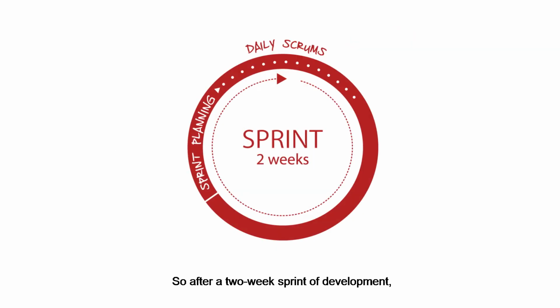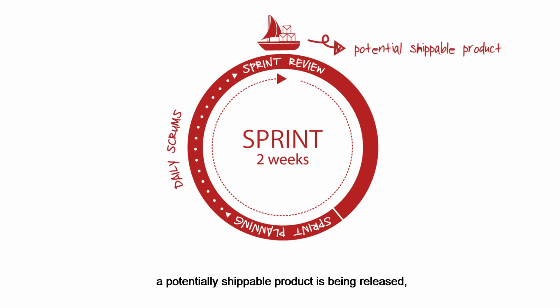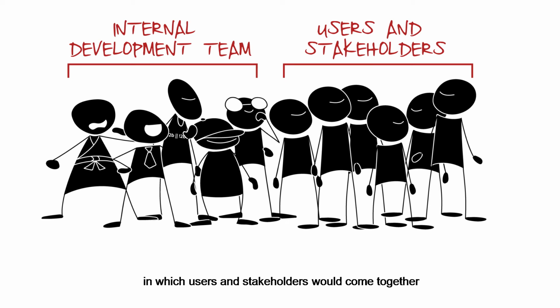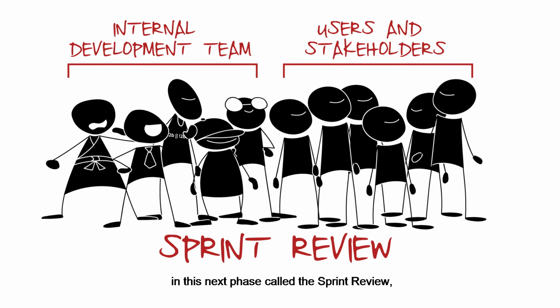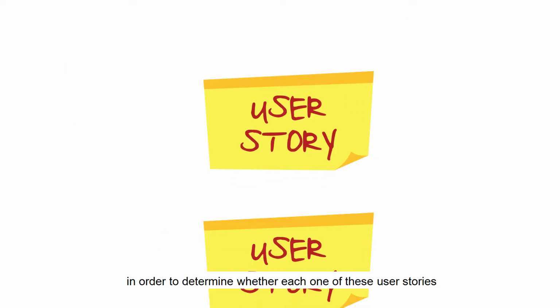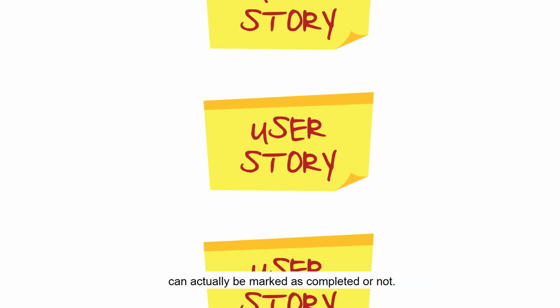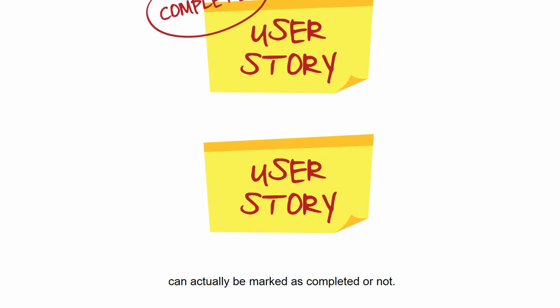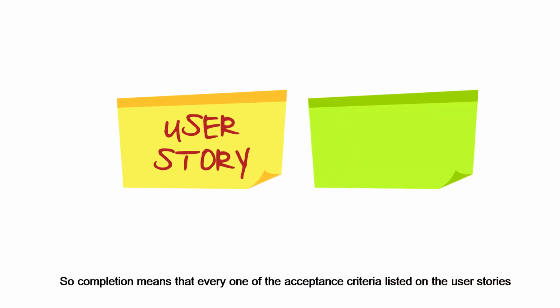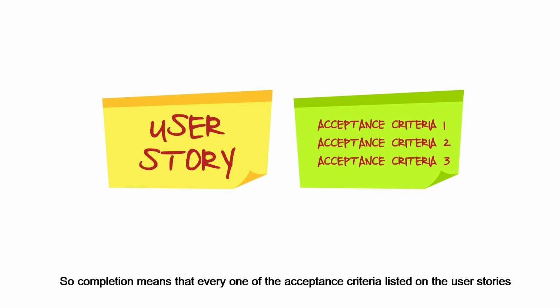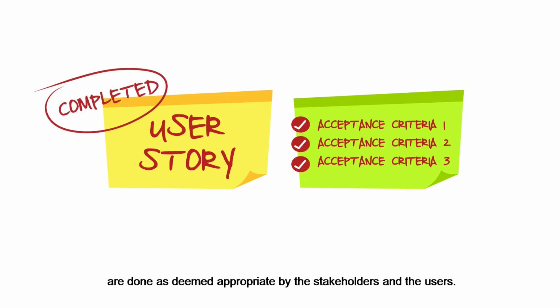So after a 2-week sprint of development, a potentially shippable product is being released in which users and stakeholders would come together in this next phase called the sprint review in order to determine whether each one of its user stories can actually be marked as completed or not. So completion means that every one of the acceptance criteria listed on the user stories are done as deemed appropriate by the stakeholders and the users.